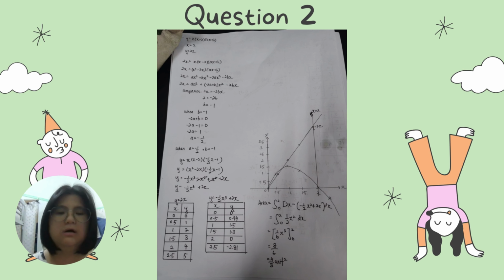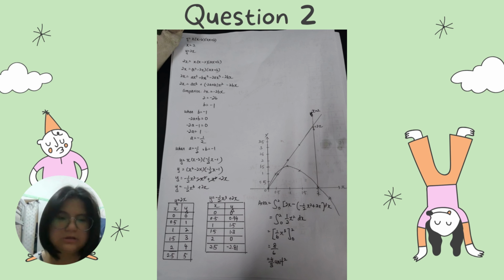After that, I will find the values of the x scale and y scale, because I want to plot the graph. First I take y equals 2x. When x equals 0, y equals 0. When x equals 0.5, y equals 1. After I substitute all the x and y values, I plot the graph as shown.